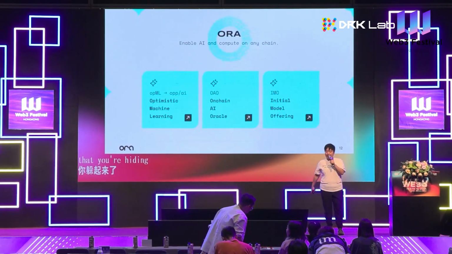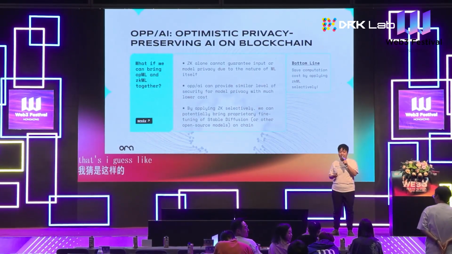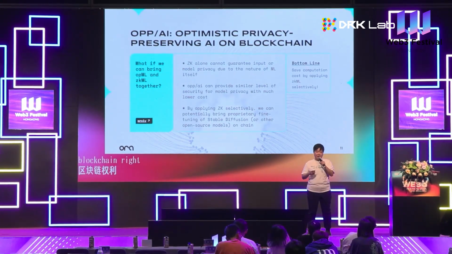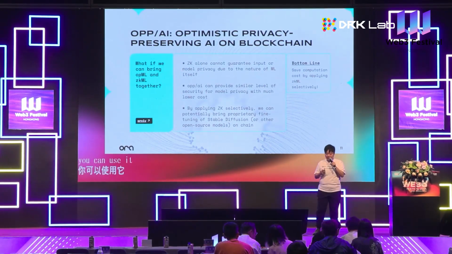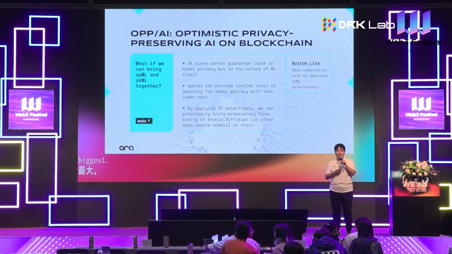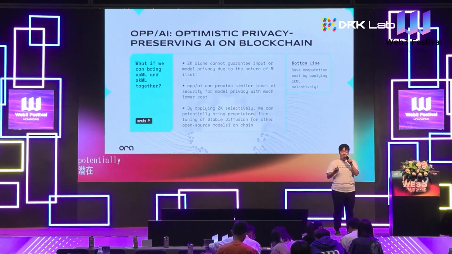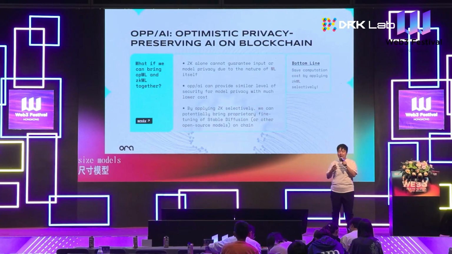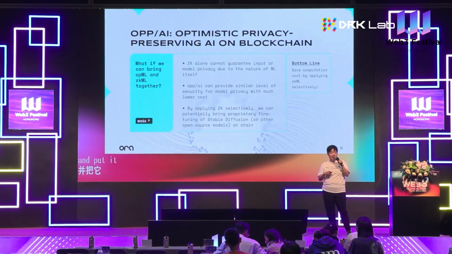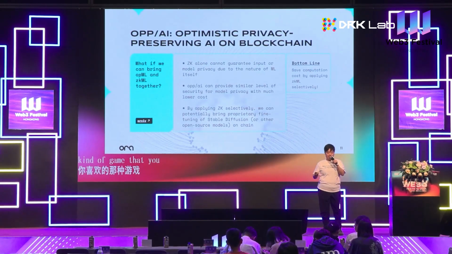Right, so that's, I guess, the gist of this optimistic privacy-preserving AI on blockchain. Right now, particularly, you can use it for fine-tuning. And I think one of the biggest advantages of OPI over any other methods right now is that it can potentially bring models of a size that was probably unrealistic before and put them on chain along with model privacy. So this is a very unique kind of gain that you get from using this scheme.